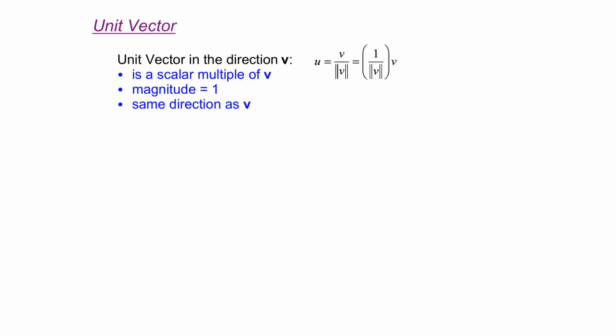Next is a unit vector. When we find the unit vector of something, it has a magnitude of 1. It's a scalar multiple of v, but it's in the same direction as v. So the unit vector u is equal to the vector v divided by its length, or its magnitude. Another way you can write that is 1 divided by its magnitude times the vector v. They're the same thing.